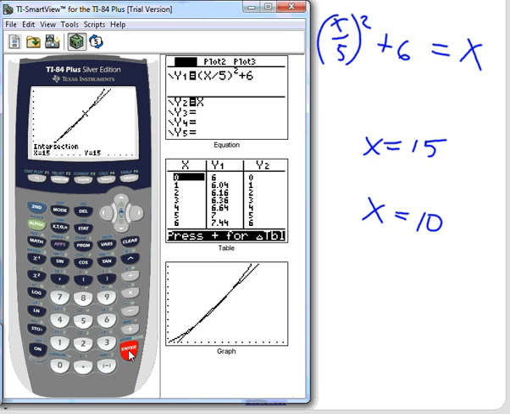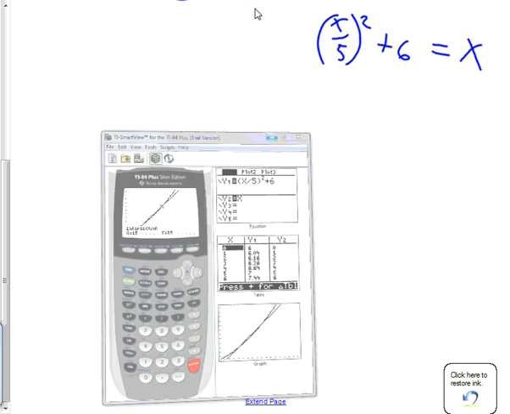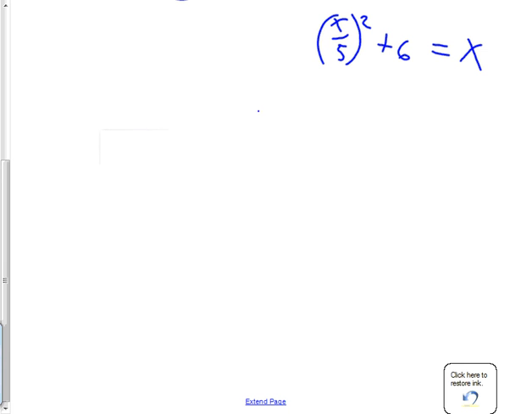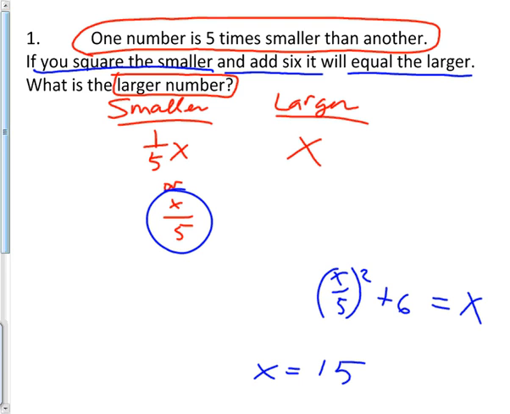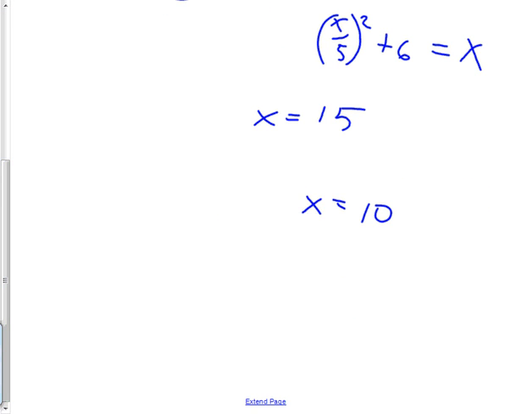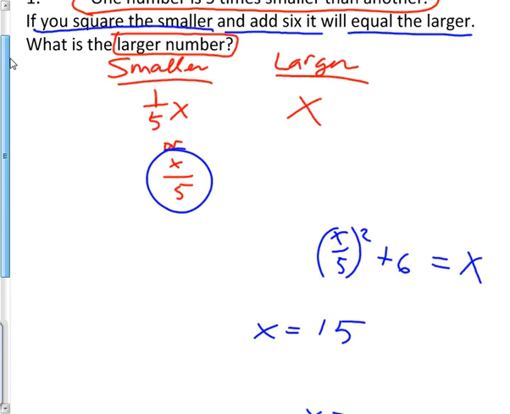Now let's make sure we get this though. The question was, so the two answers were X equals 15 and X equals 10. The question was, one number is 5 times smaller than another. These are not my two numbers. This is one of my numbers. What did I figure out? I figured out X. Look back in the original problem. What did I figure out? I figured out X. There's X.